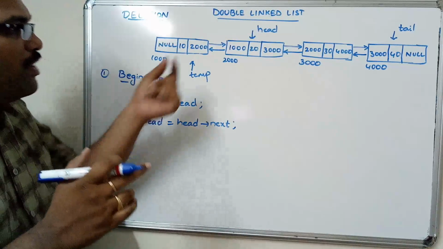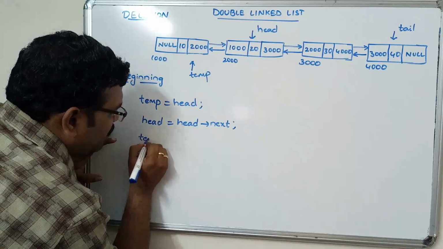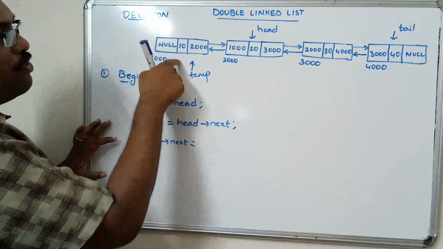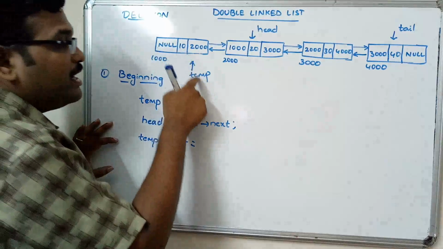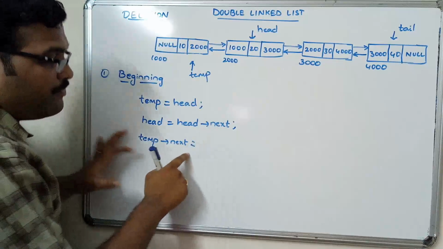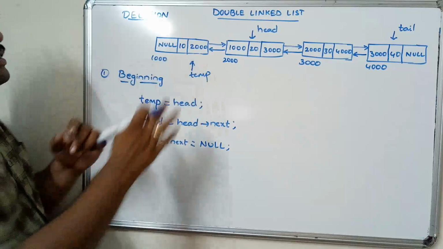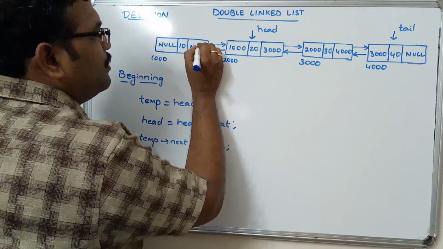Now what we have to do, we have to place null in here. What is the position of this one? If this node is temp of previous, temp of data is this one, temp of next is this one. So temp of next is equal to null. So automatically this position is null.